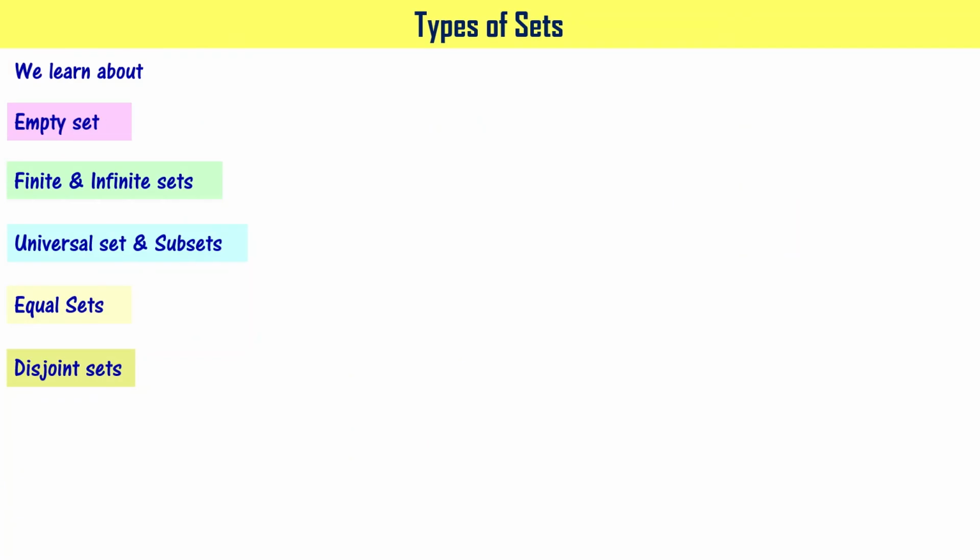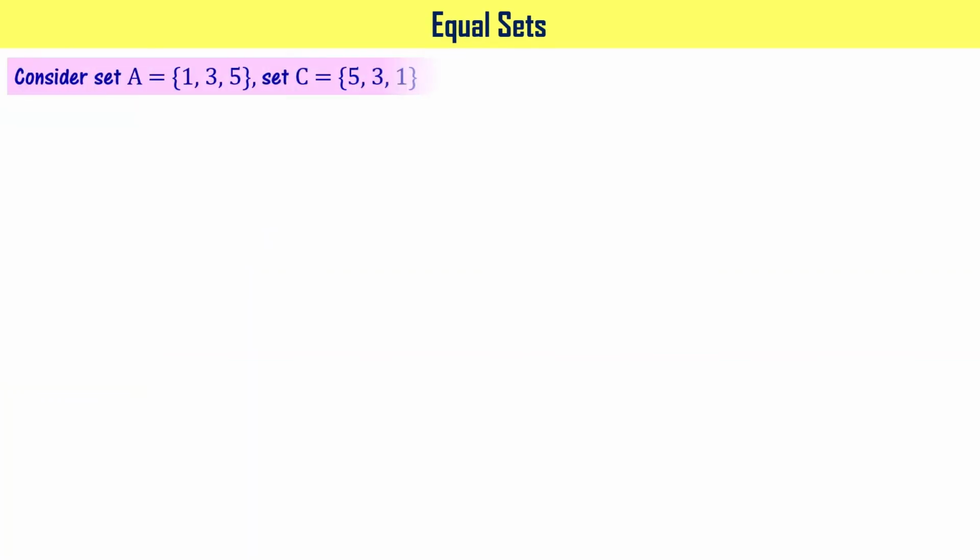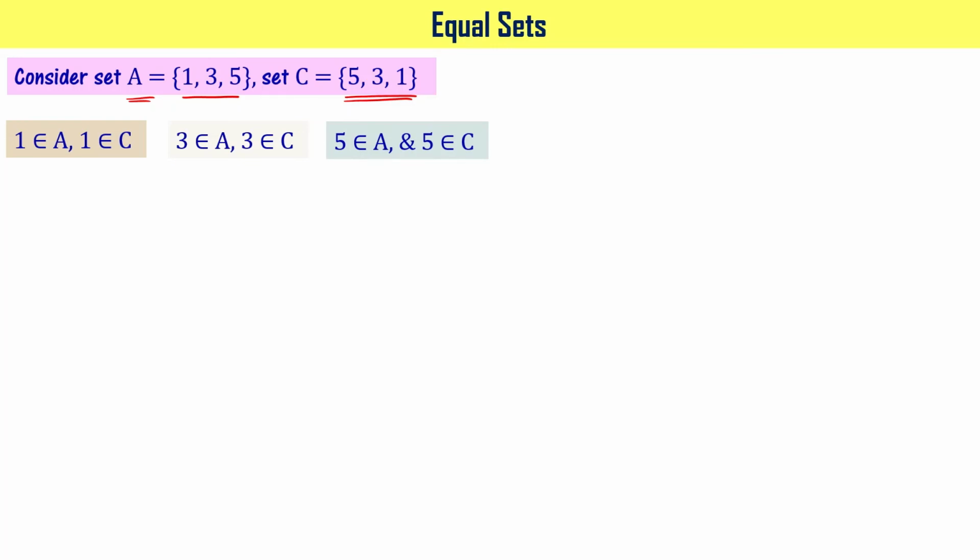Now we have seen universal sets and subsets also. Now let us understand equal sets. Consider a set that has elements 1, 3, 5. It is called set A, and set C has elements 5, 3 and 1. Now observe these two sets. Then you can say that 1 belongs to A and C also, 3 belongs to A and C, and 5 belongs to A and C, right?